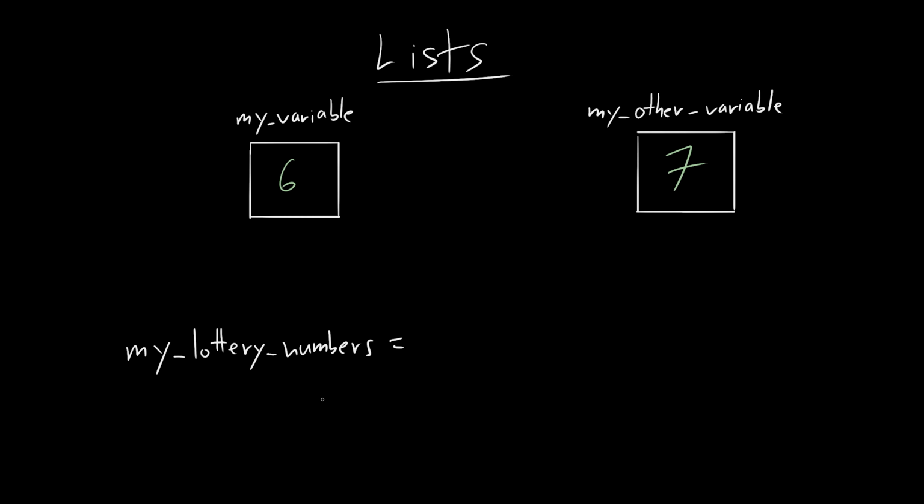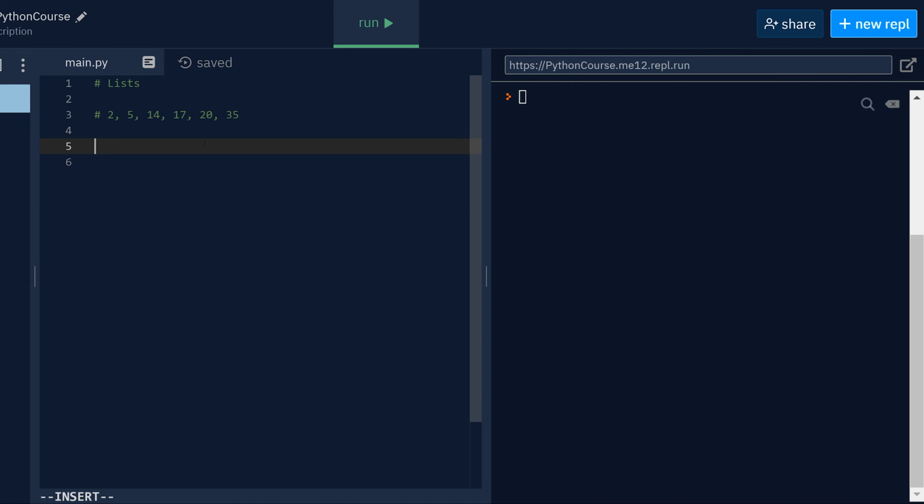Now, let's look at the code. Now, imagine I want to store my lottery numbers. Then what I would need to do is define num1 is 2, num2 is 5, num3 is 14, num4 is 17, num5 is 20, and num6 is 35. Now, like I said, programs get complicated. What if it's not 6 numbers, but what if it's 1,000? Are you going to define 1,000 variables? No, that's way too messy.